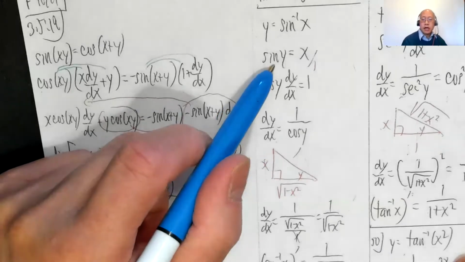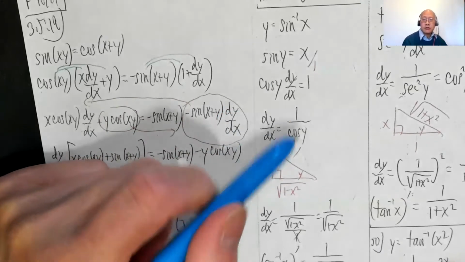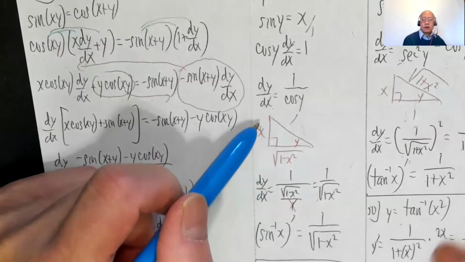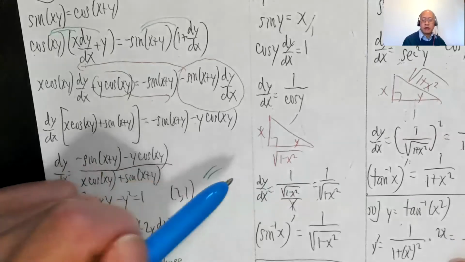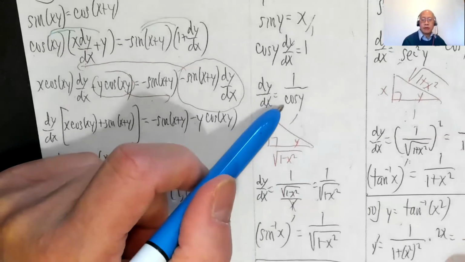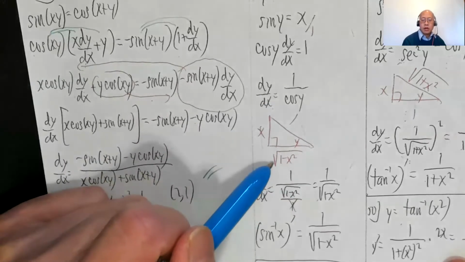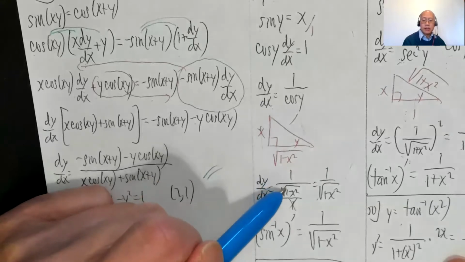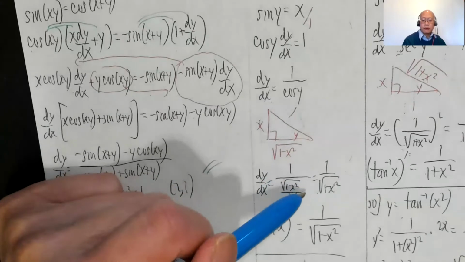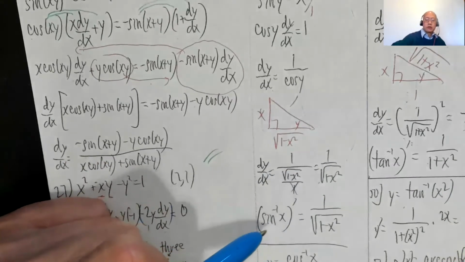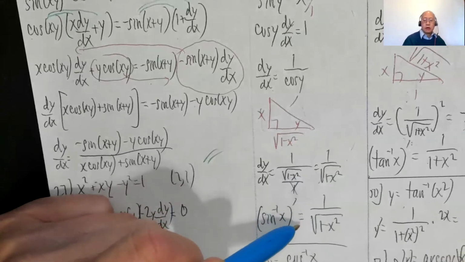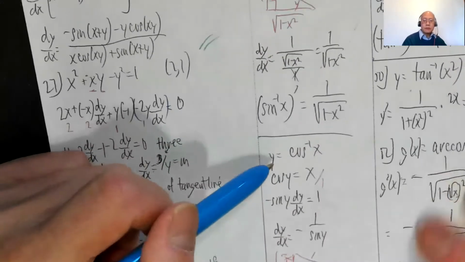Draw a triangle. Sine is opposite over hypotenuse, x over 1. Do a little bit of Pythagorean theorem. That's radical 1 minus x squared. So dy dx is 1 divided by cosine of y. So it's 1 over adjacent over hypotenuse, radical 1 minus x squared divided by 1, or 1 over radical 1 minus x squared. So the derivative of inverse sine is 1 over radical 1 minus x squared.